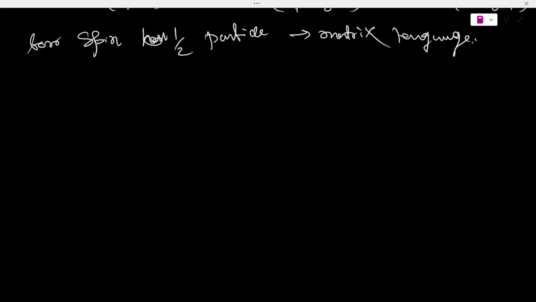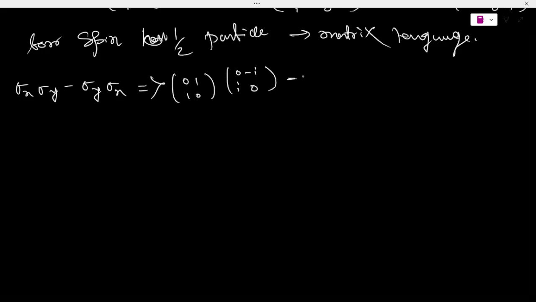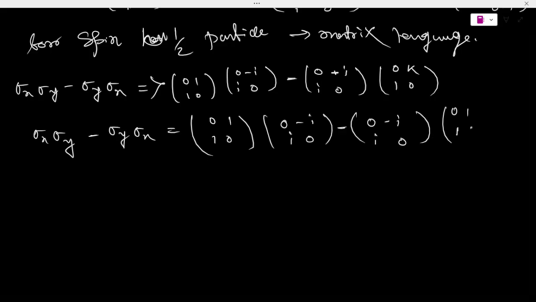Okay, so we note the following construct: sigma x sigma y minus sigma y sigma x is equal to [0 1; 1 0] into [0 -i; i 0] minus [0 -i; i 0] into [0 1; 1 0].